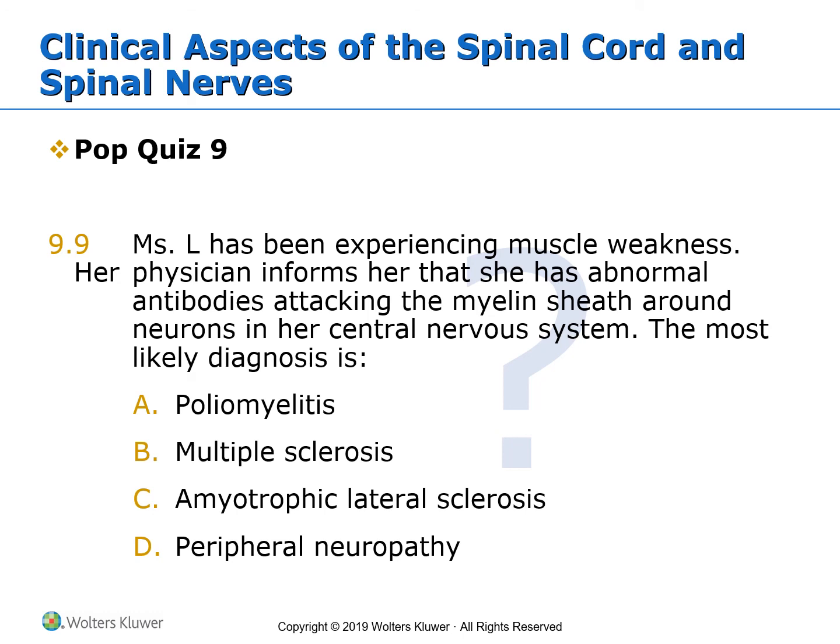Question number 9. Miss L has been experiencing muscle weakness. Her physician informs her that she has abnormal antibodies attacking the myelin sheath around neurons in her central nervous system. The most likely diagnosis is poliomyelitis, multiple sclerosis, amyotrophic lateral sclerosis, or peripheral neuropathy. The answer is multiple sclerosis. Antibodies attacking the myelin sheath around neurons in the central nervous system is characteristic of multiple sclerosis.